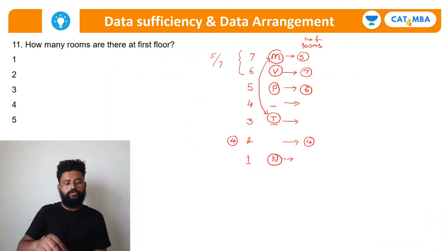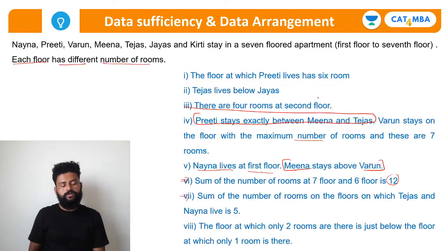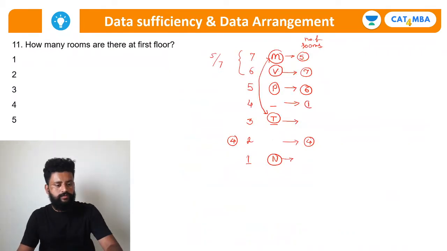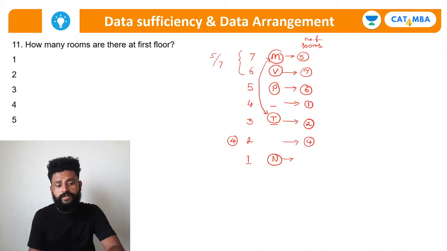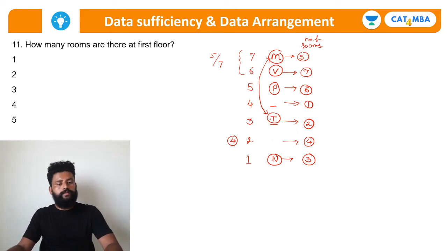So let's have a look at it. Which are the 2 immediate floors, 2 and 1? There is only one possibility. The floor at which only 2 rooms are there is just below the floor at which only 1 room is there. So this must be 1 room, this must be 2. So we have got 1, 2, 4, 5, 6, 7, and the remaining floor must have 3 rooms. Right, we have got all the number of rooms floor-wise. Now we just need to think about the persons related to the second and fourth floors.